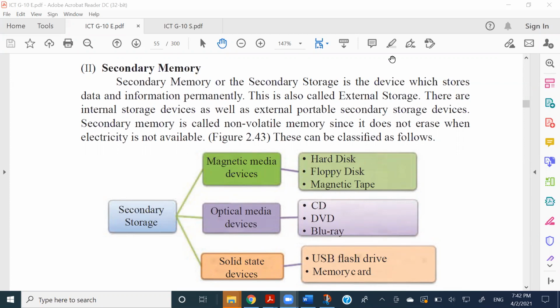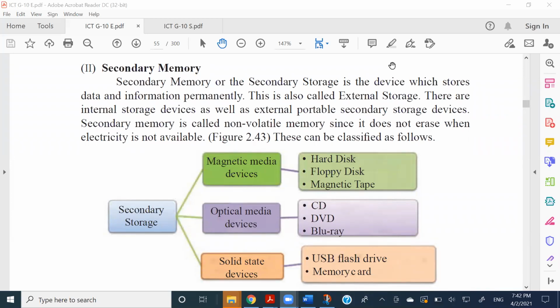Ranuja, I'll come to your question, right? According to the way it stores the data, or the technology used to store the data. So the categories are going to be magnetic media, optical media, and solid state devices, right?